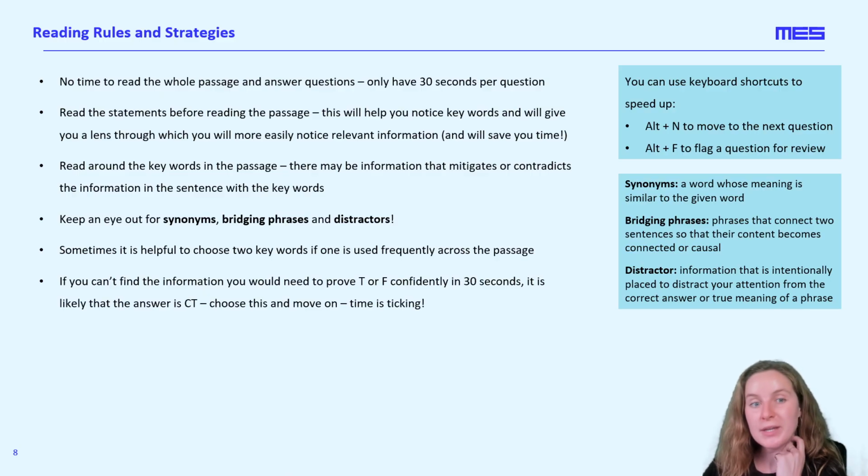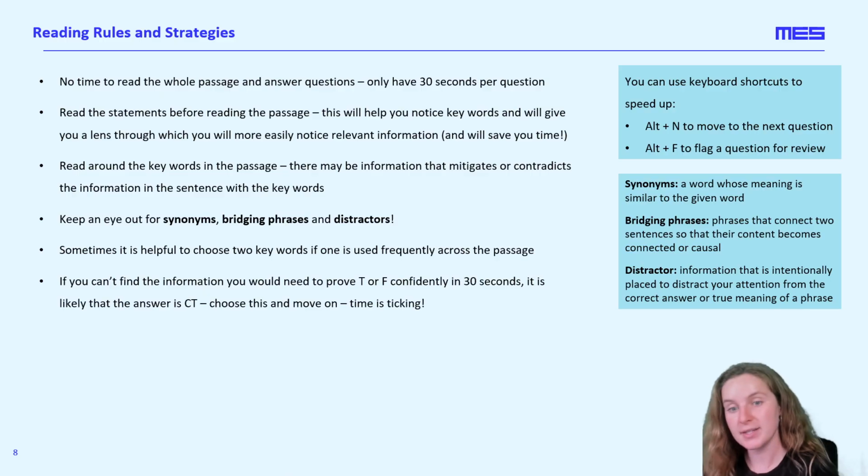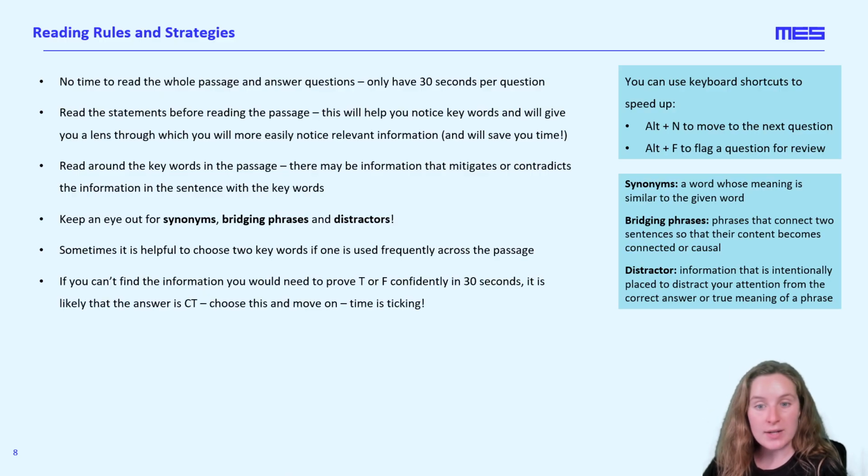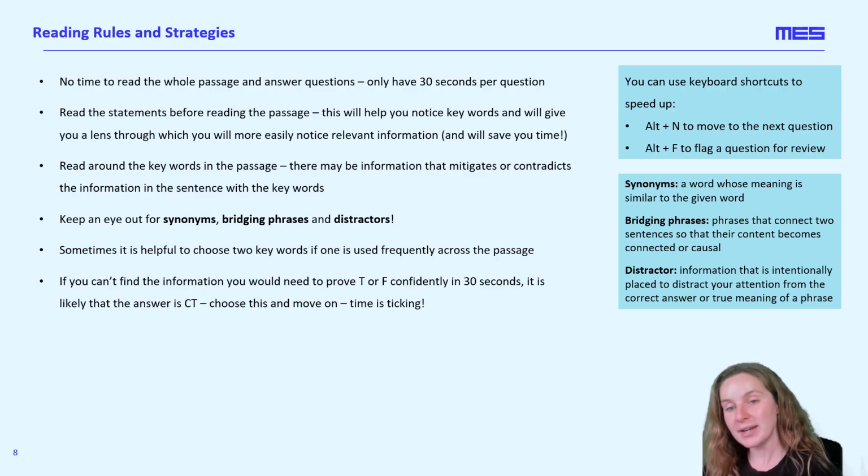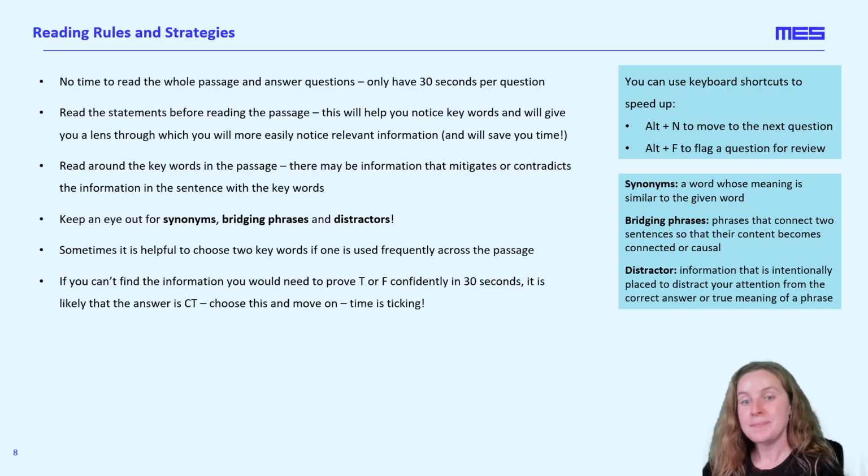You'll also want to be keeping an eye out for bridging phrases. As you can imagine, a bridge is a phrase that connects two sentences so that the content within them becomes connected or causal, so cause and effect in other words. Those can be words like however, or as a result, or consequently, that suggest that the information in one sentence has a clear effect in the second sentence.